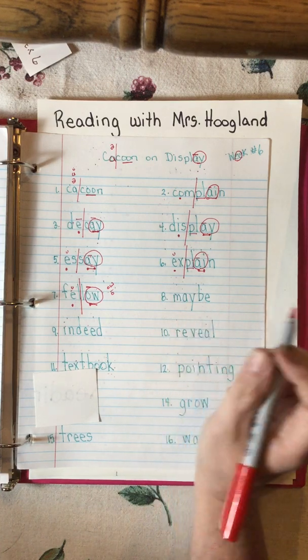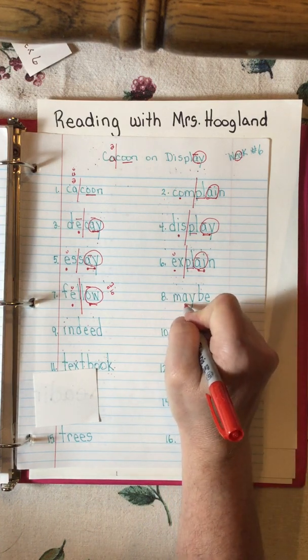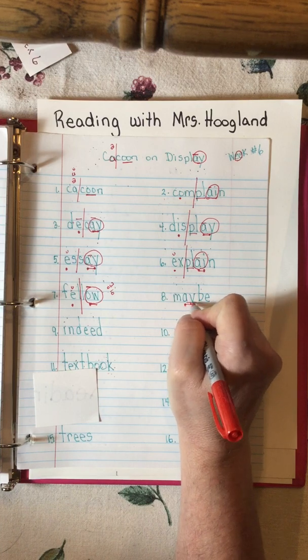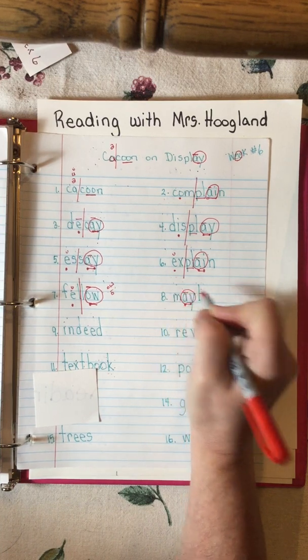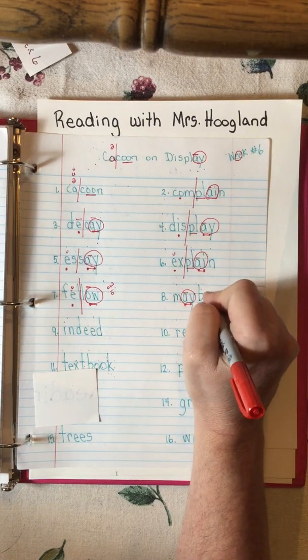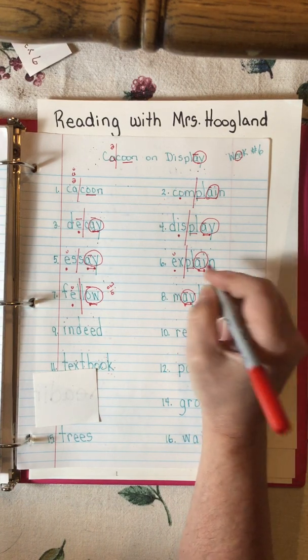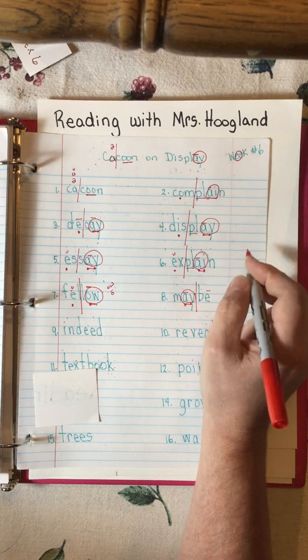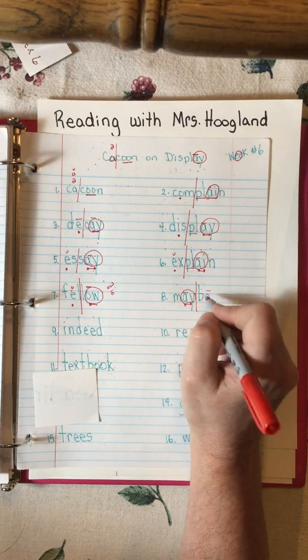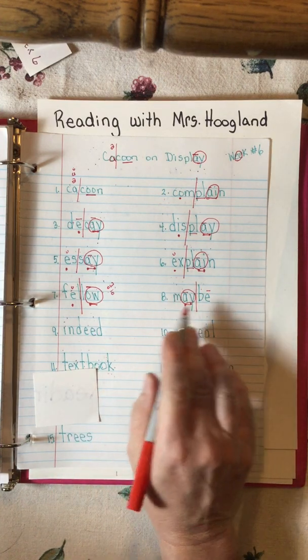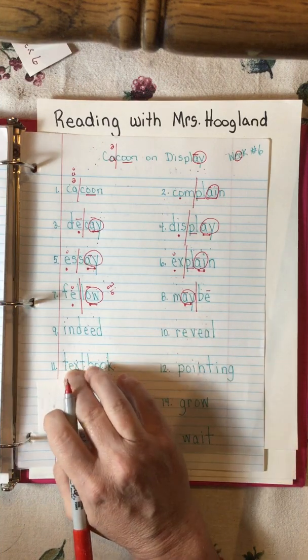All right, here we go. Next word, we got an AY. We know that AY says A. And then I have an open syllable right here because this syllable ends in an E. It's going to say its name. So this word is maybe, and this is a compound word, two words together. That's why I split it right there.